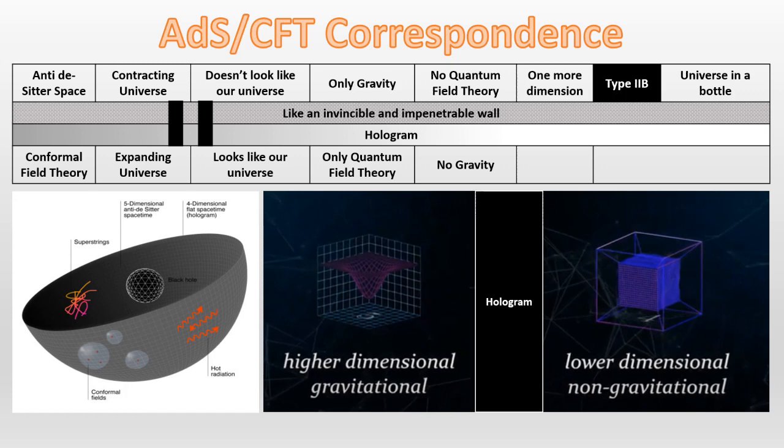On this side, there is only quantum field theory with no gravity. The contracting side is said to be separated from the expanding side by an invincible and impenetrable wall. It is like a universe in a bottle. The boundary space between the two is said to be where the universal hologram resides. That is why physicists seriously believe our universe is a projection of the hologram.